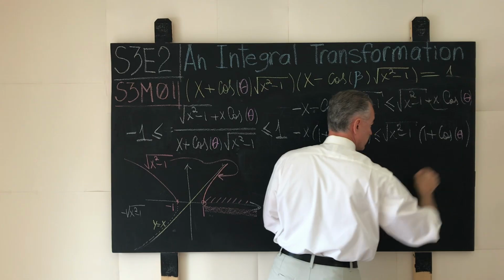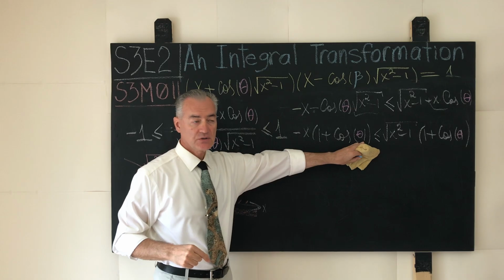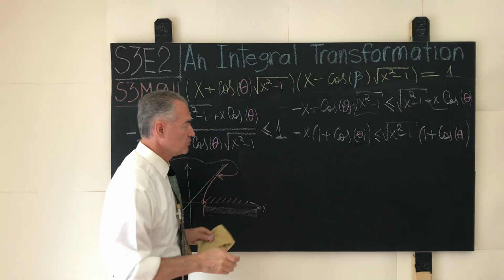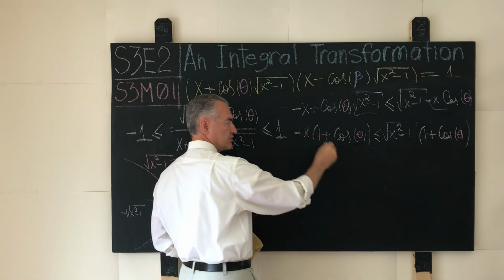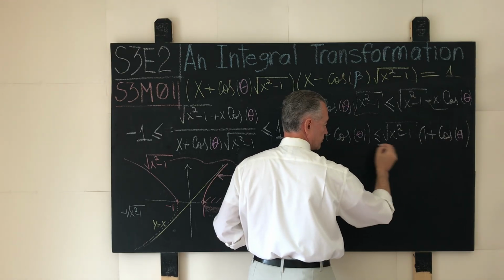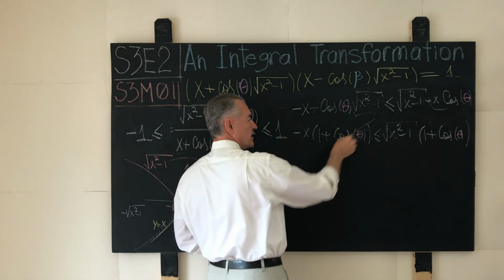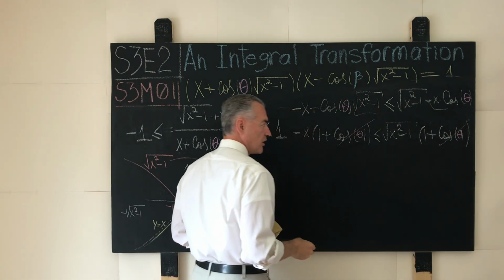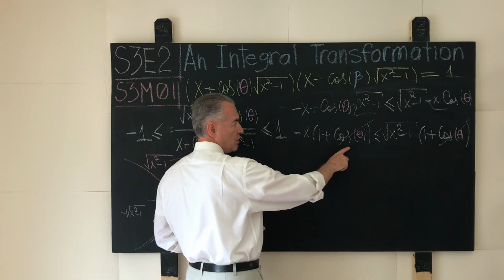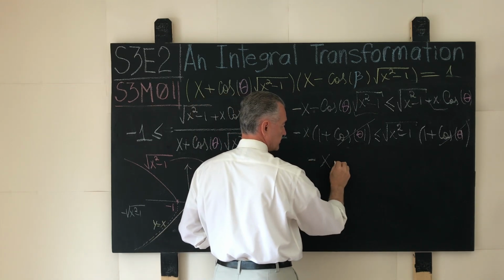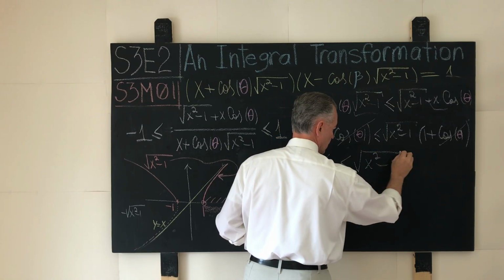Can anything over here be 0? Yes, all day long. When theta is equal to pi, cosine of pi is negative 1. Negative 1 plus 1 is 0, but then we have for any fixed real number x, something times 0 is 0. Same thing on the left hand side, and 0 is less than or equal to 0. Certainly true. When theta is not pi, it is safe to divide both sides by the same real number here in this case. And then what happens? We have negative x less than or equal to square root of x squared minus 1.